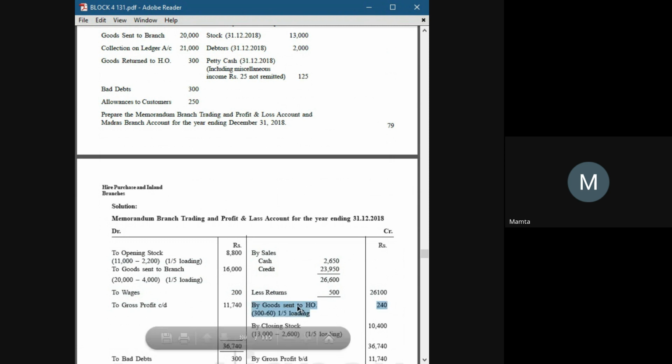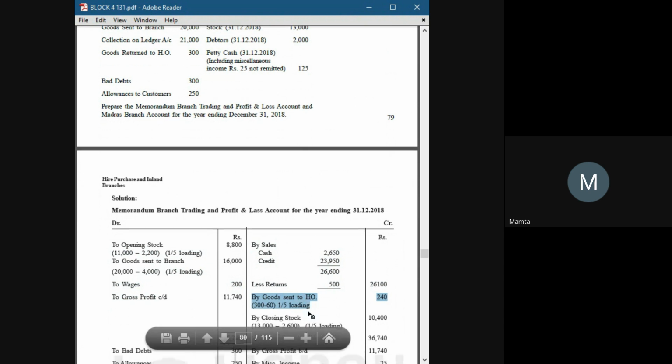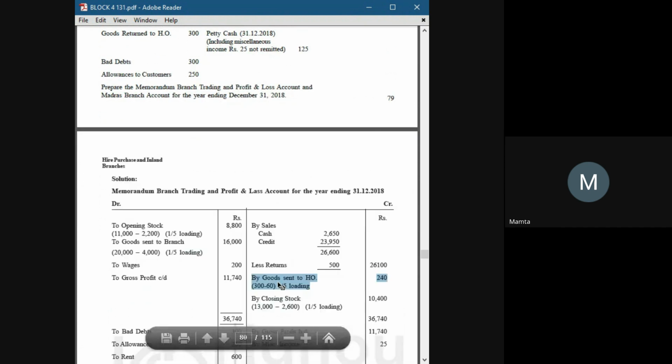Goods sent to headquarters account is debited to the branch trading and P&L account. We have sent the goods of rupees 300, I guess. Bad debts were of 300.